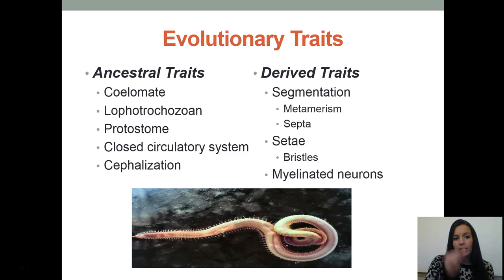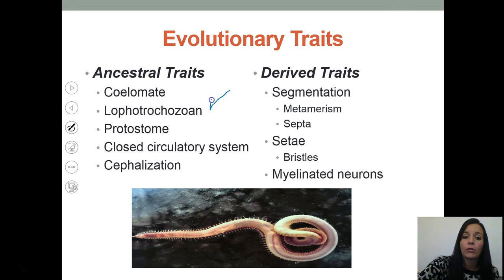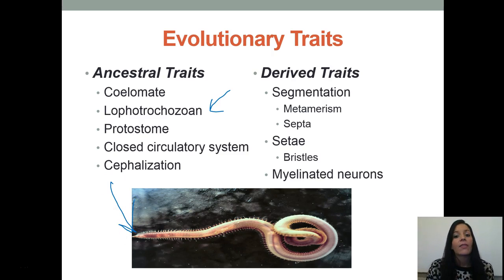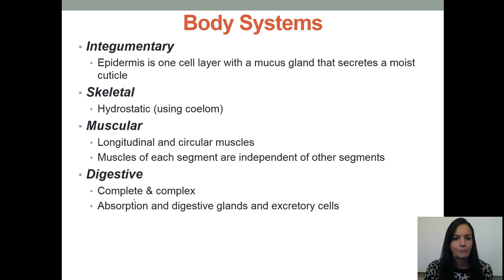So some traits. Ancestral traits, like we said, they're coelomate, they're lophotrochozoan, meaning they don't molt, they have protostome development, a closed circulatory system, and cephalization, which is that concentration of nerve endings near the head. Some of their more derived traits are things like segmentation, setae, which are these little bristles, and you can see that in the picture below, and then myelinated neurons.